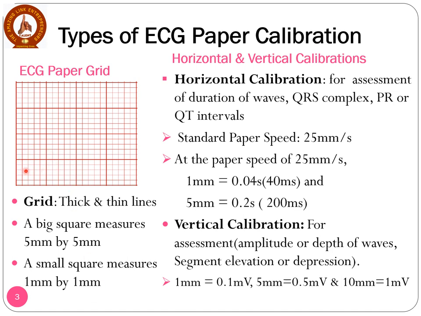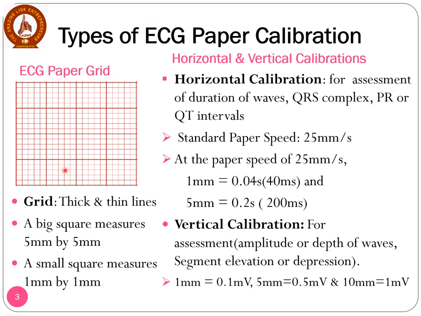Looking at this image, this is the ECG paper. So the thick lines. For this strip, it is divided into 16 big squares. 1, 2, 3, 4, 5, 6, 7, 8, 9, 10, 11, 12, 13, 14, 15, 16. Each of these measuring 5 millimeter by 5 millimeter, whereas a big box consists of 25 small squares, each of them 1 millimeter by 1 millimeter.